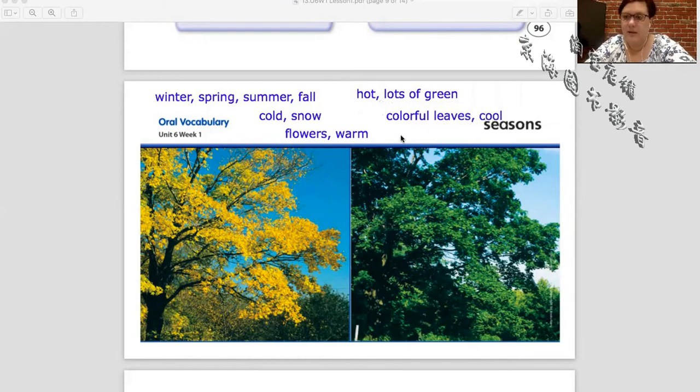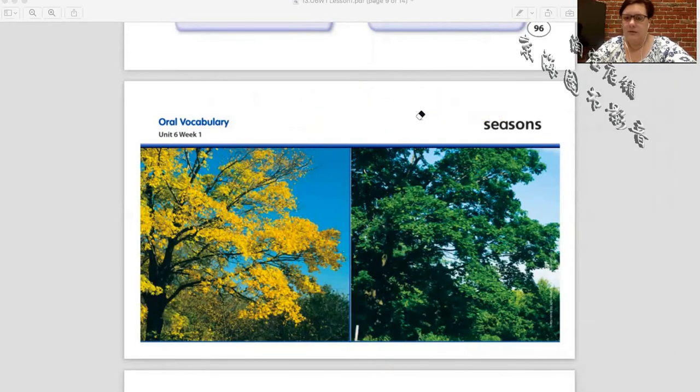Think about when you have mid-autumn festival. It's usually very cool, right? Okay, so these are the ways that we can tell the different seasons. Okay, so there's lots of different things. I'm going to erase this. But the seasons are the four parts of the year. Okay.